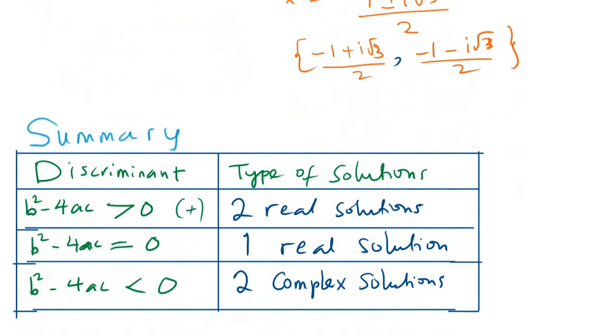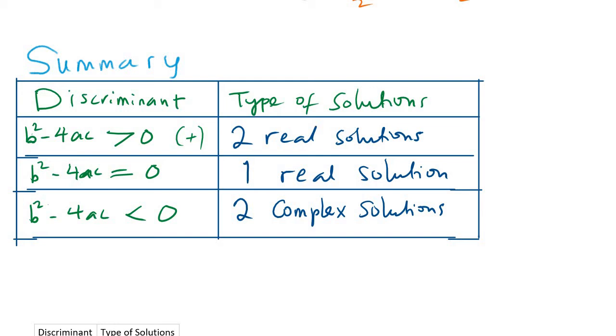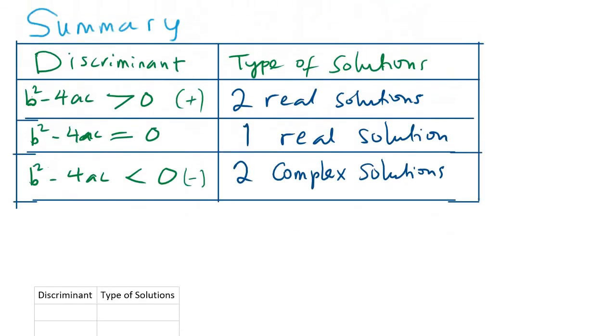Now, if that expression is exactly equal to 0, we'll have only one real solution. And if that expression is less than 0, a negative number, then we have two complex solutions. We can actually apply this to other situations, like if I have x squared minus 3x plus 7 equals 0.